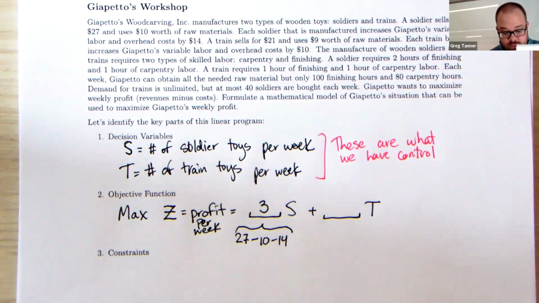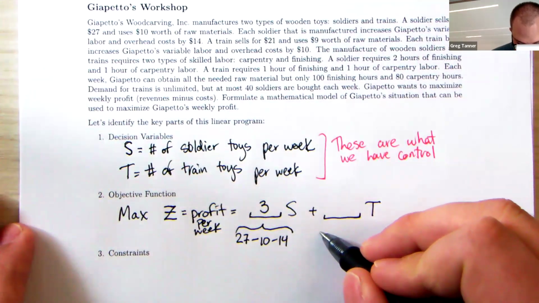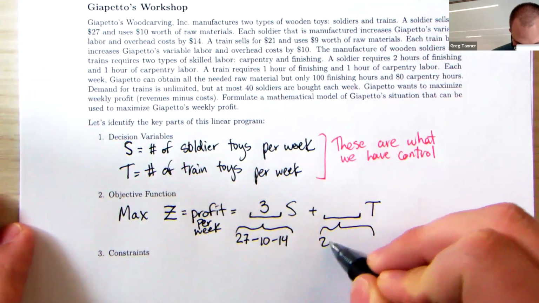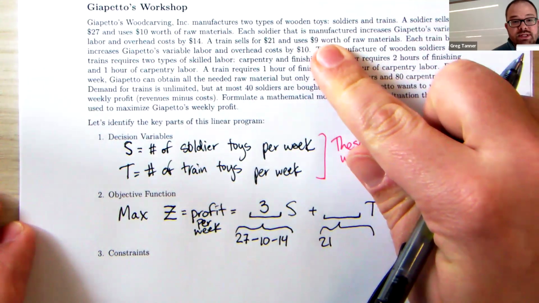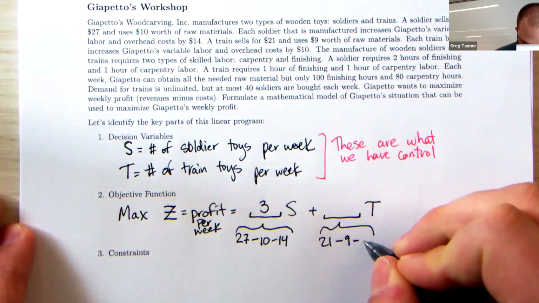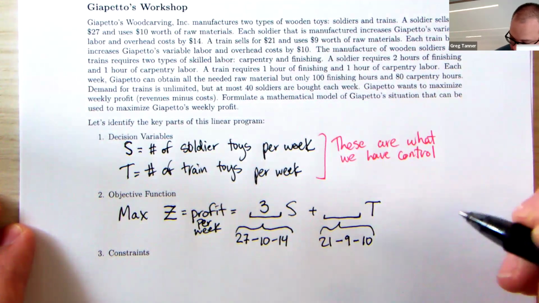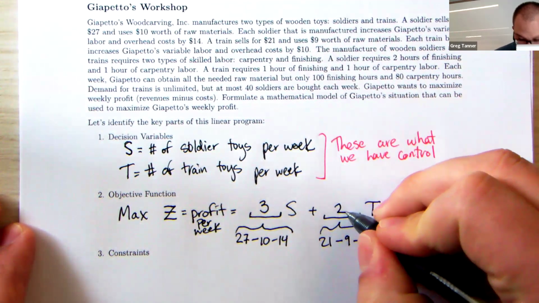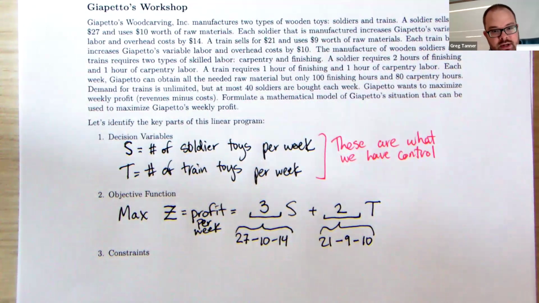Similarly, for trains, we can look at the profit per week generated by trains. In this case, a train sells for $21, but it uses $9 worth of material and has an overhead cost of $10. So 21 minus 9 minus 10 gives us a net profit per train of $2. Multiplying that $2 per train by trains per week gives us the profit generated by making those trains each week.